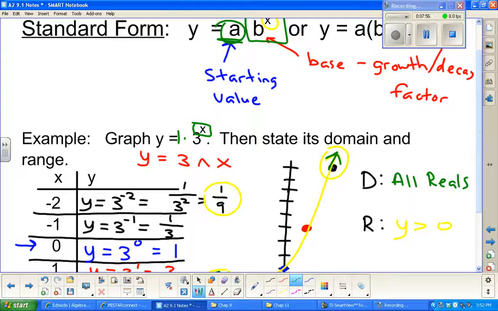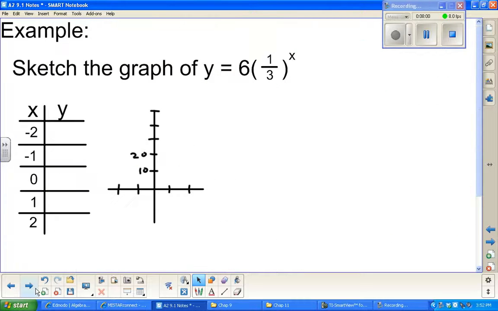So let's look at one that actually has an a value, and one that has a fractional b value. So here's our y equals 6. Oops, let's do the variables: y equals a times b to the x.